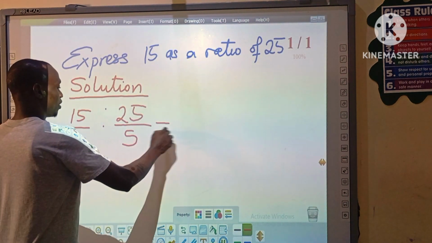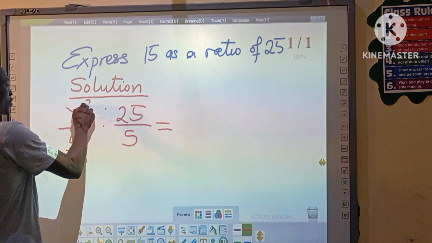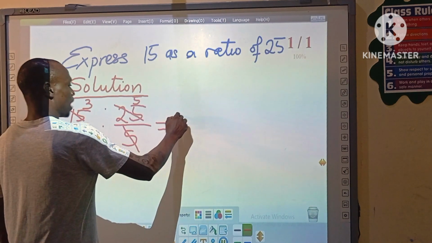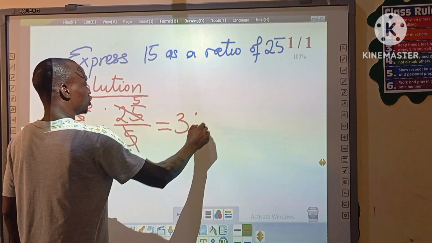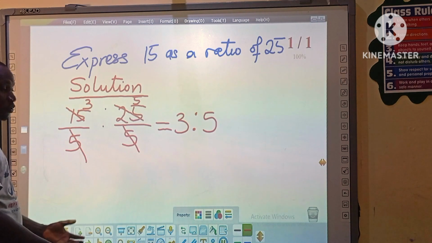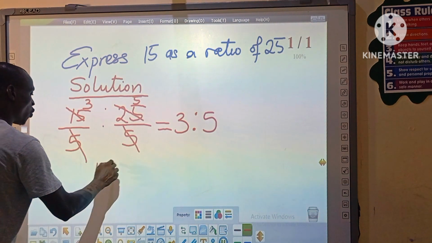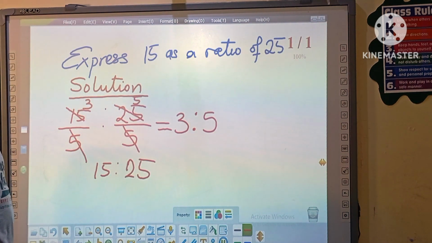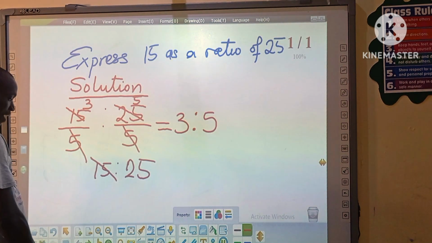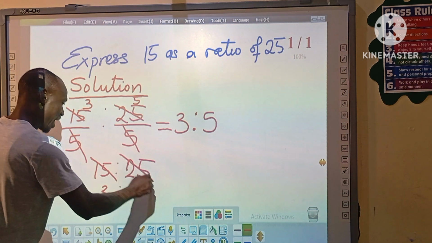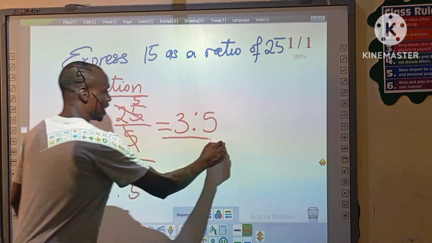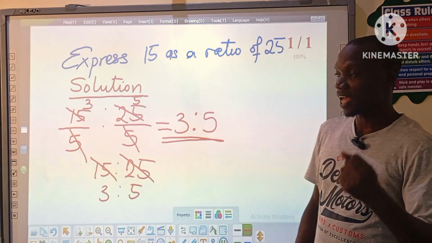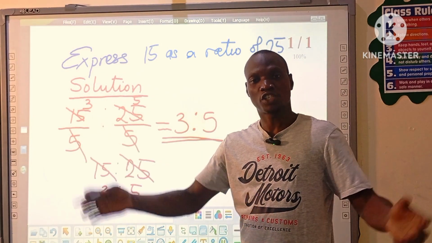5. So when 5 goes into 15, it gives me 3. And when 5 goes into 25, it gives me 5. So it can be expressed as 3 is to 5. Simply put, whenever you have two quantities to be expressed as ratio of each other, just break them down to their lowest terms. 5 gives me 3, 5 gives me 5. That is easy peasy, lemon squeezy, pizza cheesy. We shall be going to our next example.